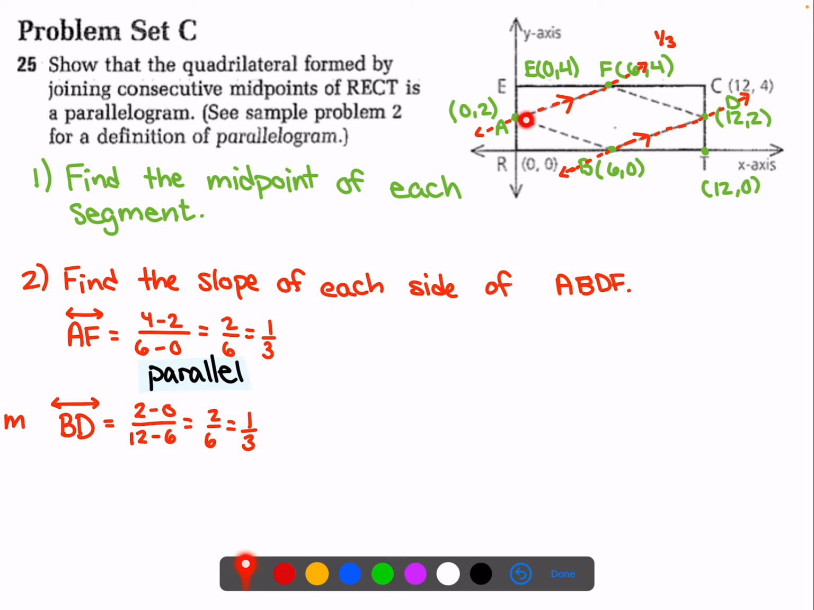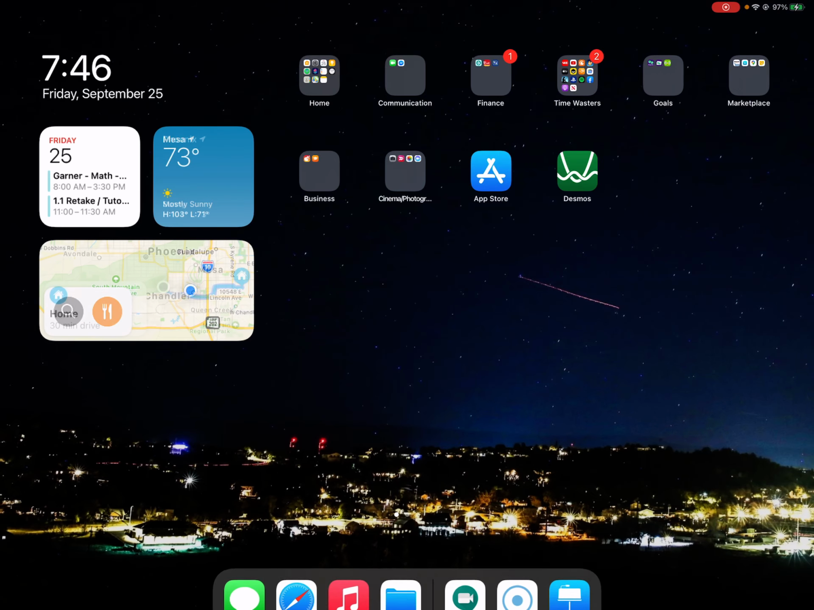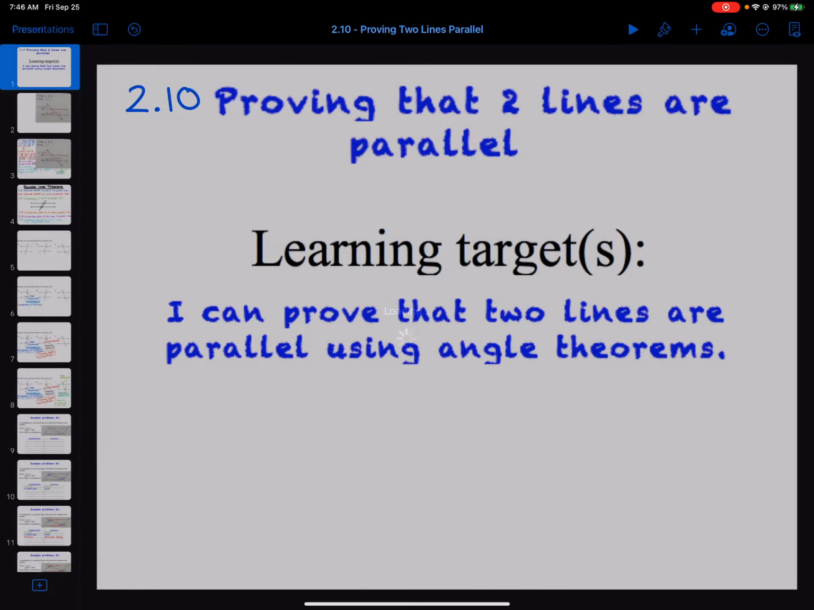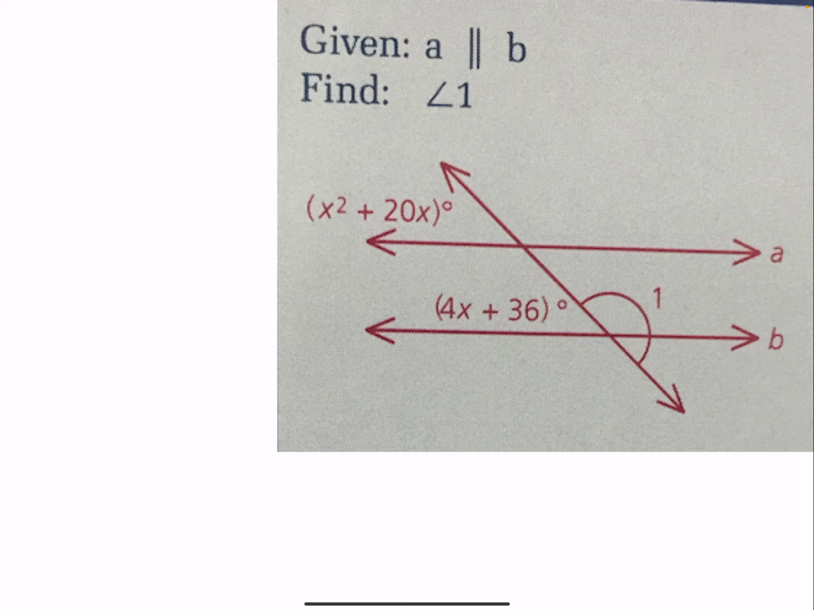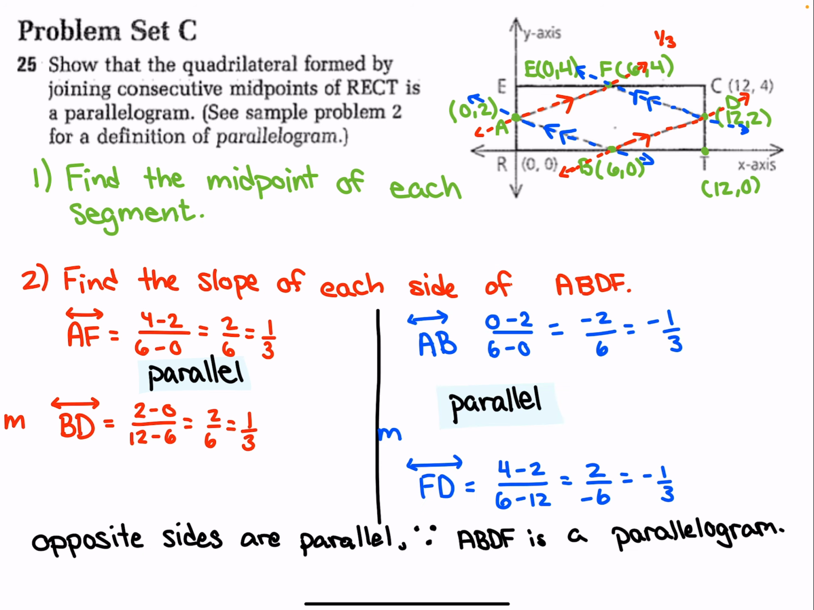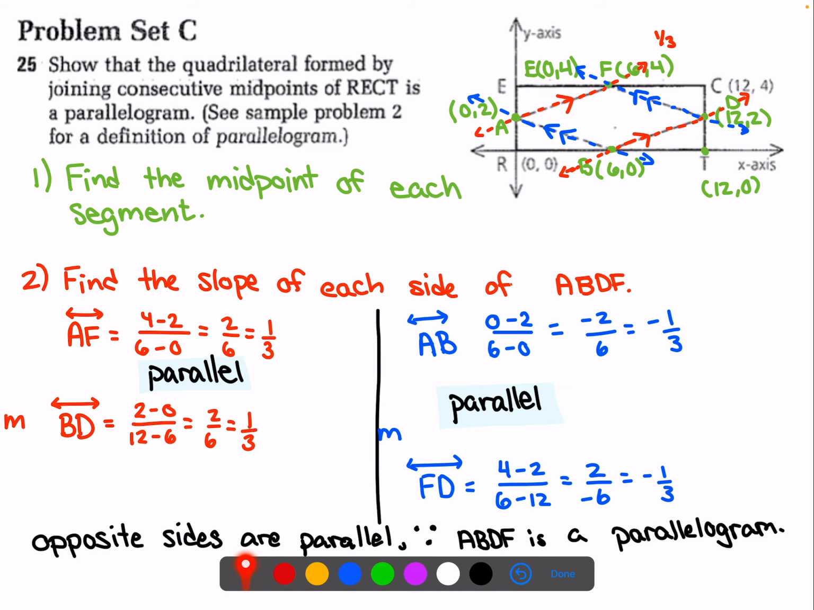Next, we do the same thing with lines AB and FD, and we find out that those lines are also parallel. All right, so we find out that they are also parallel. They both have a slope of -1/3. Well, if both of these are parallel, the blue lines and the red lines, then it's a parallelogram. So I have 2 pairs of parallel sides, which by definition is a parallelogram. Opposite sides are parallel. All right.